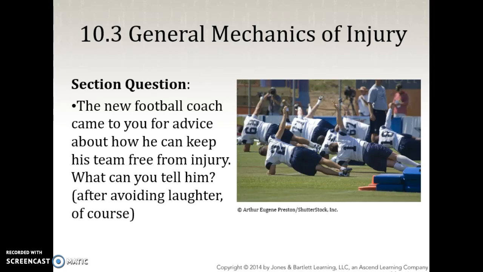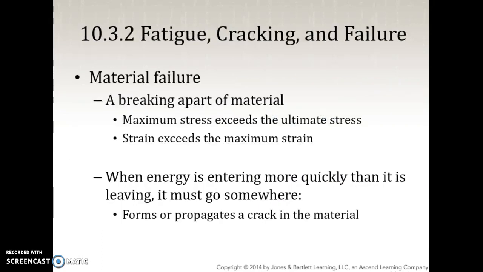Now, looking at the general mechanics of an injury, we're going to move pretty quick. We're going to look at mechanics of an injury, go over bone real fast, some tendon and ligament stuff, and then call it. So, how can we stay free from injury?